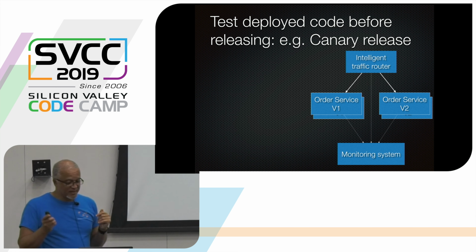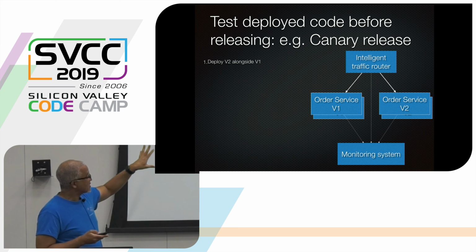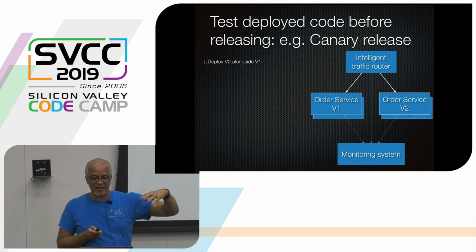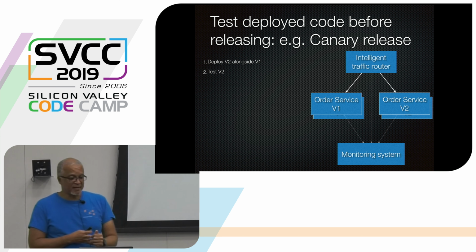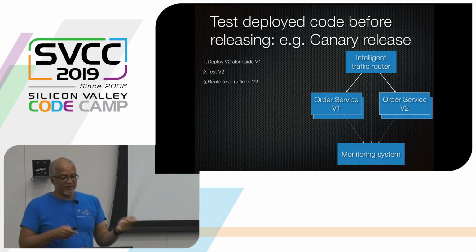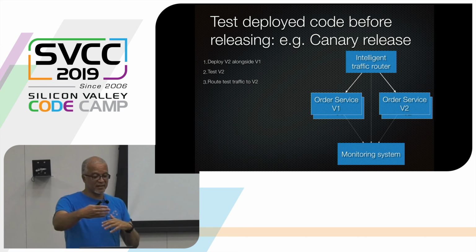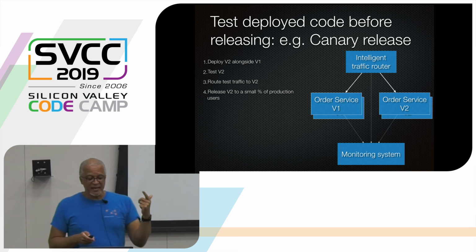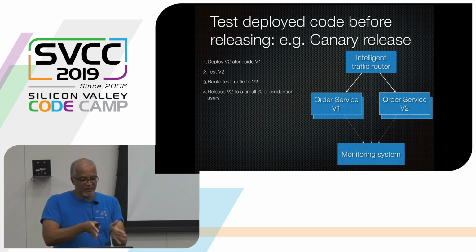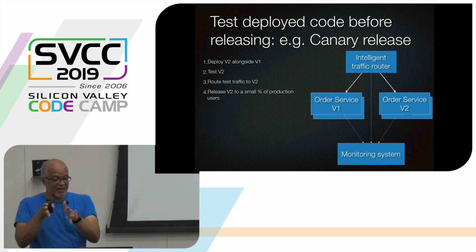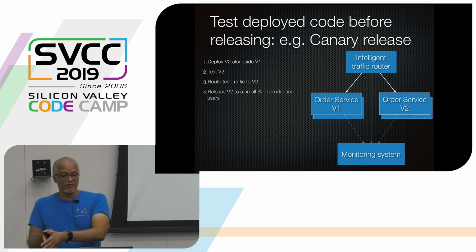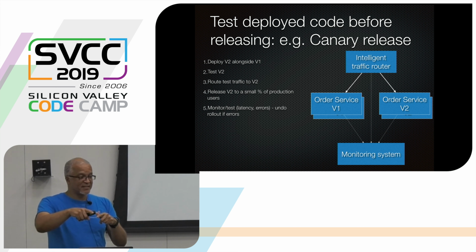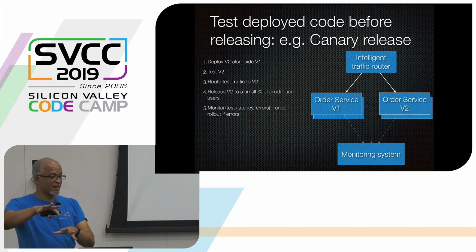And so I think I'll finish with this. The general idea is you can deploy version 2 alongside version 1 behind an intelligent traffic router. You could then test it in whatever way you see fit. You can then configure the traffic router to allow test traffic, like from internal users, to go to version 2, make sure it's working. And then you can gradually route an increasing percentage of actual production traffic to the new version while monitoring it carefully. You can monitor based on latency and also errors, like how many 500s you get.